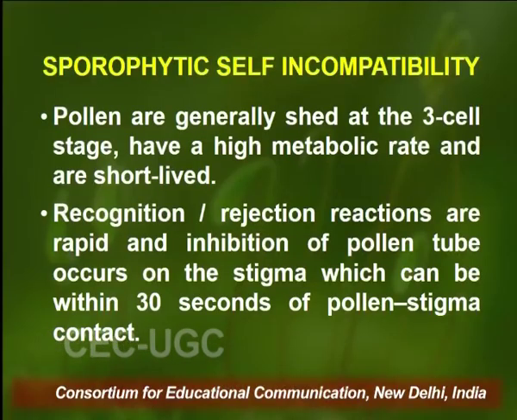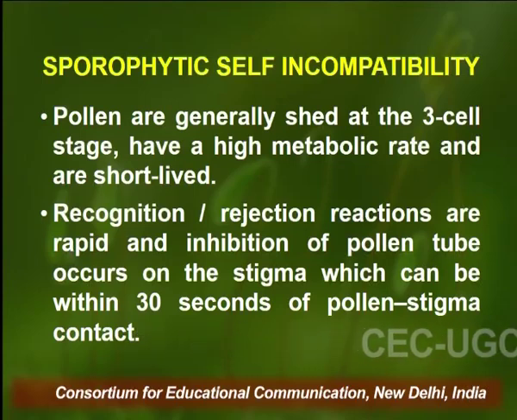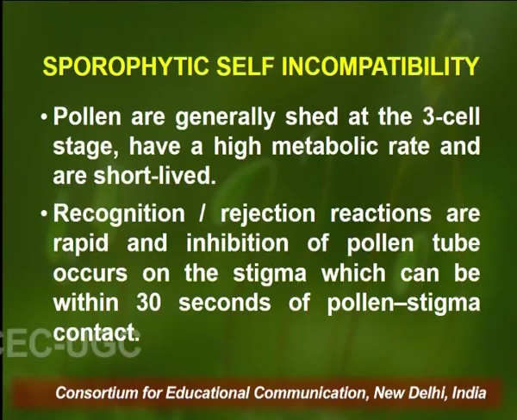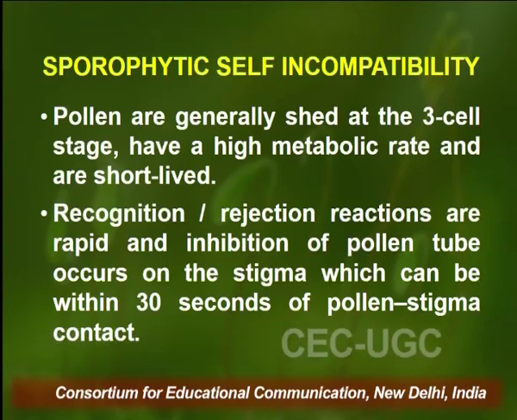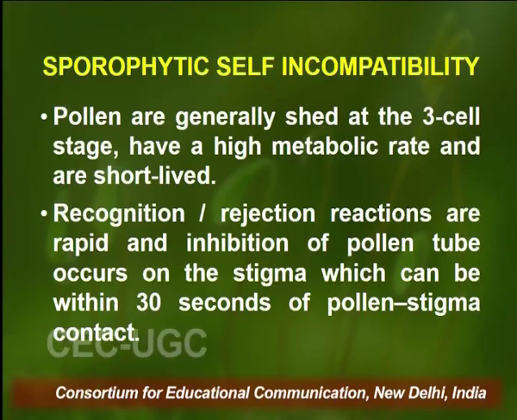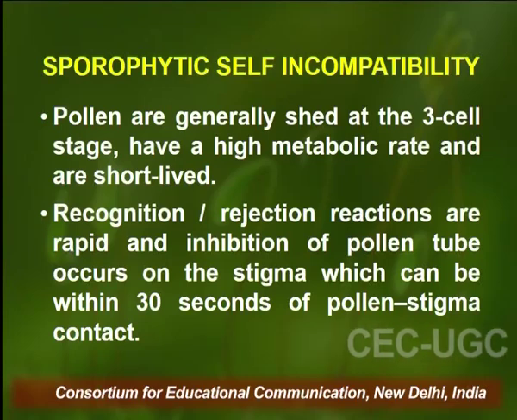Sporophytic self incompatibility: here the pollen are generally shed at the 3 cell stage and they have a very high metabolic rate and hence they are short lived. Recognition rejection reactions are very rapid, and this inhibition of pollen tube which occurs on the stigma can occur even within 30 seconds of the contact between the pollen and the stigma.